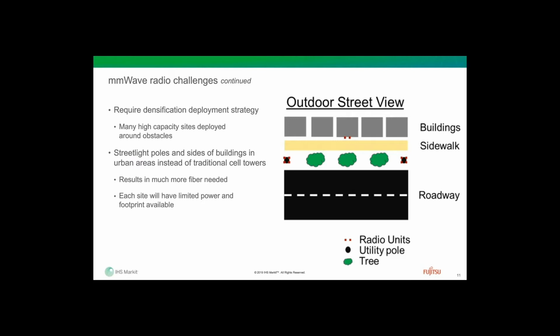As a result, more fiber will be needed to connect these radios, and since these small cell sites are non-traditional, they'll have limited power and footprint available to them. In the illustration, the outdoor strategy for radio units will be deployed on utility poles in the intersections of dense urban areas to maximize coverage around the buildings. Intermediate deployments will be required to get around trees and other barriers. Let me now hand off to Russell.